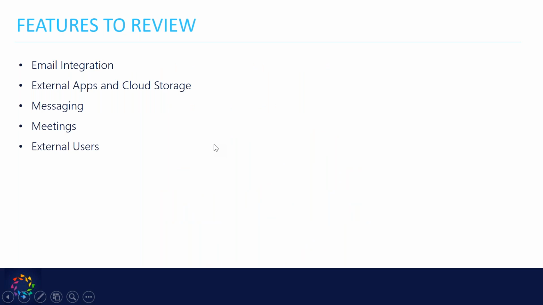So, some features you want to review. Email integration. By default, all channels get an email address and anyone can send emails to that channel email address. This is configurable on a per channel basis, so you might not want everyone to be able to email that address. You just want to look at those settings. Also, one unfortunate thing is that the email address the channel gets is preset for you, and as of right now, there's no way to change it.